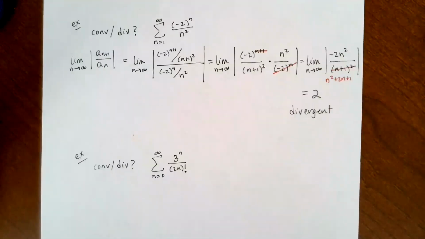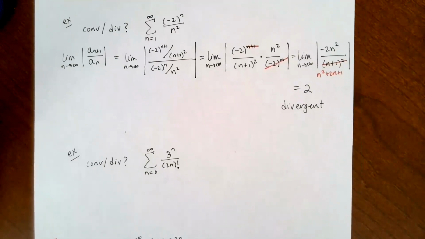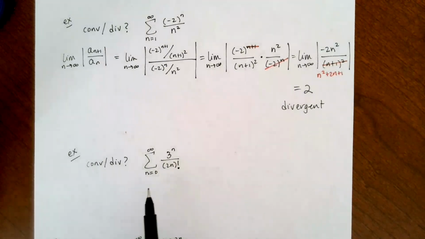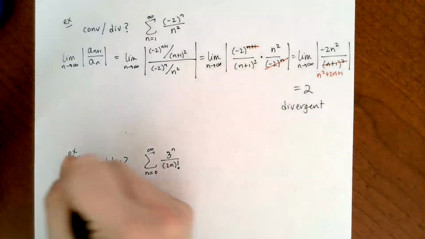Okay, let's do a second example here. Converge or diverge. Here's another series. This one has a factorial in it. Anytime you see a factorial in the formula for your series, if you have the option, you should go straight to the ratio test because it works well with the ratio test. Okay, so we'll jump right in.